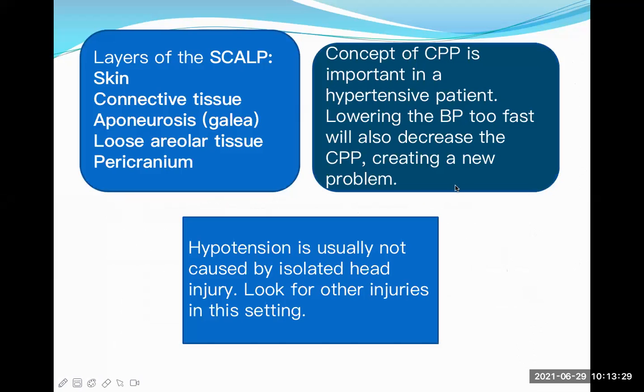Now, these are the layers of the scalp, which the student has already nicely told: skin, connective tissue, aponeurosis, loose areolar tissue, and pericranium. Never forget this.